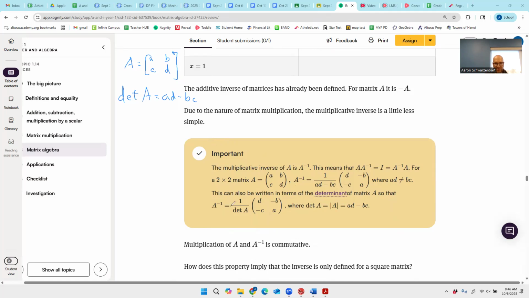The inverse matrix looks like this. We don't divide by matrices, but we can multiply by the inverse. You can find inverses however much you want on your calculator, but you will not find the inverse of anything more than a 2 by 2 by hand.